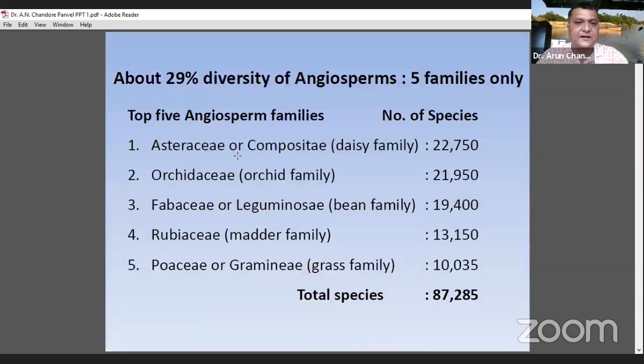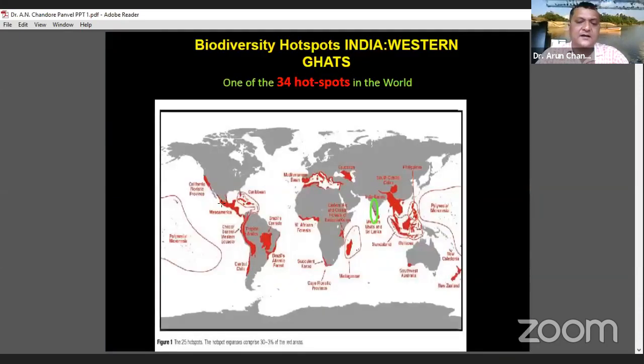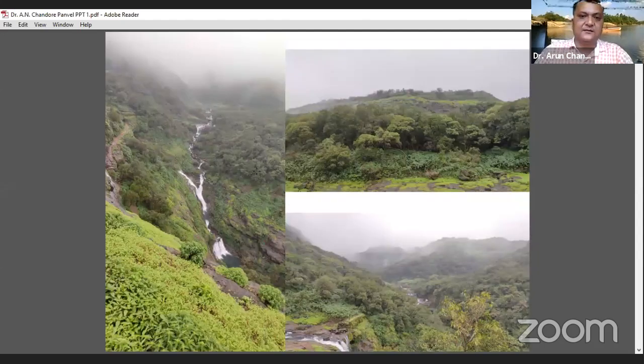You see here, on our planet there are 34 biodiversity hotspots and the Western Ghat is one of them. Okay, here, this is the Western Ghat region and I am showing 2 to 3 examples of the Western Ghat.